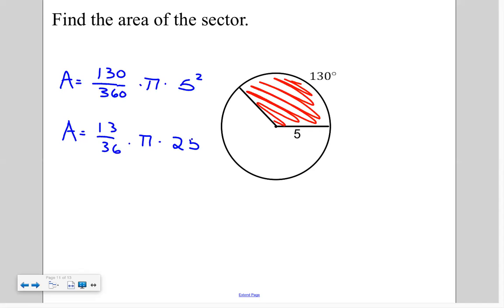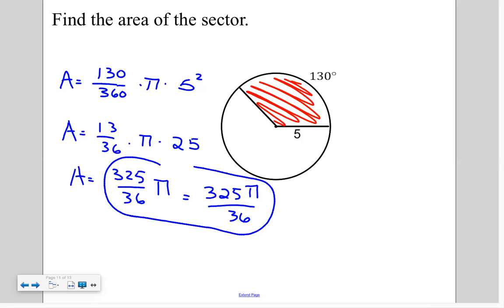5 squared is 25. All right, let's combine that. 13 times 25 is 325. Let's see if 325 over 36 reduces. It's not looking promising. Nope. 325 over 36 pi, or 325 pi over 36. The reason I'm writing it two different ways is because leaving it as a fraction, you could see it either way. I would mark you correct if you wrote either one of those.